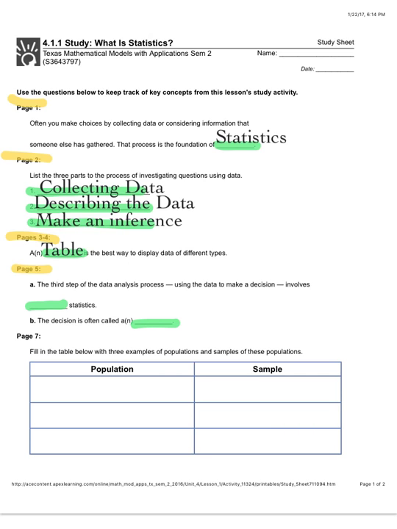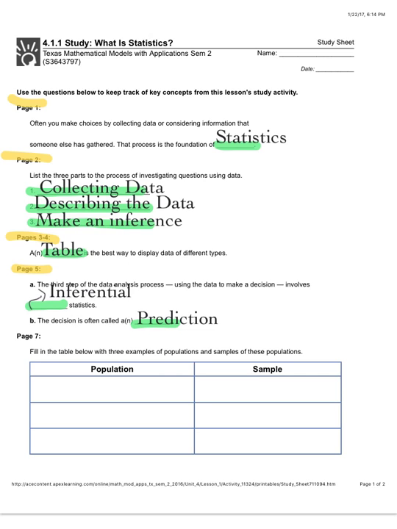So let's keep going. The third step of the data analysis process, using the data to make a decision, involves inferential statistics. Just like before, I'm going to draw an arrow because that word inferential should be on that line, but we didn't have space. So the decision that comes from the inferential statistics, the gathering of data and making an inference, is the prediction. So what you predict to happen.